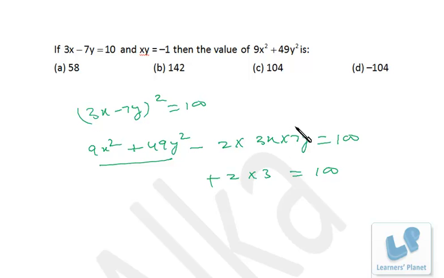Now you want this, so I put up the value of xy, that's minus 1. I'm sorry, I missed 7 over here. So it's 7 3s are 21, 2s are 42. Just put up xy as minus 1, so it will be positive 2 into 3 into 7. So this value will be 100 minus this expression. So 100 minus 42, that's 58.